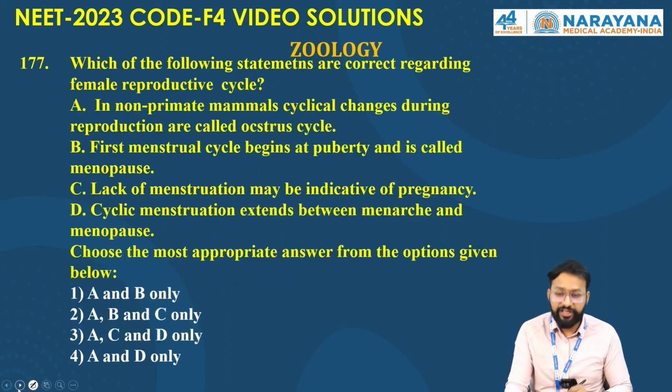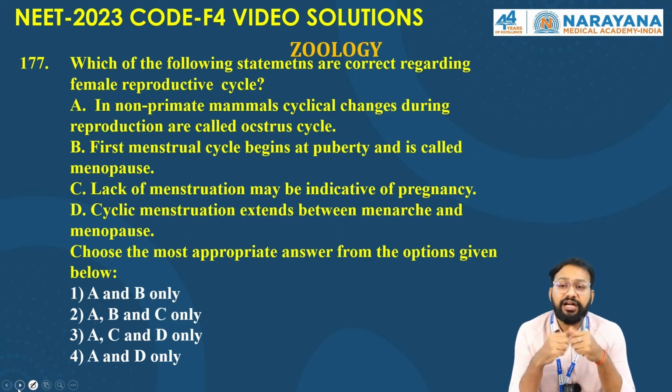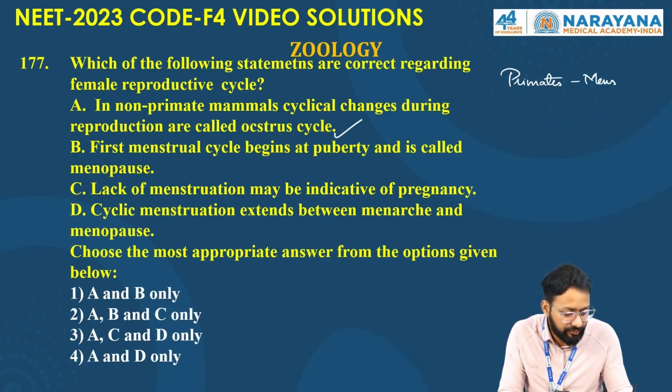Moving to the next question. Multiple statement type. Which of the following statements are correct regarding female reproductive cycle? In non-primate female mammals, the cyclical changes that occur are called oestrus cycle, which is correct. In primates, menstrual cycle.